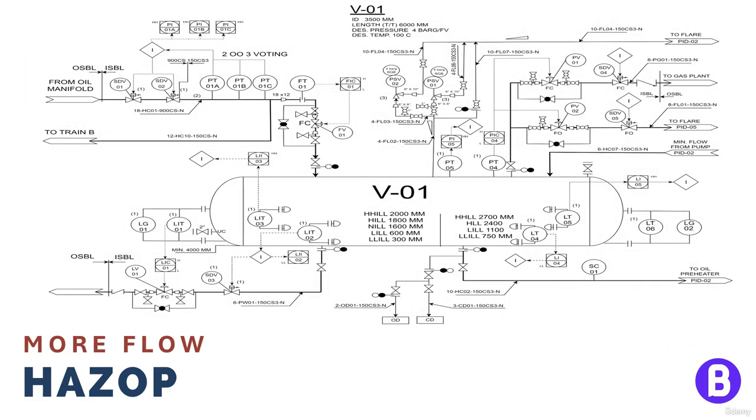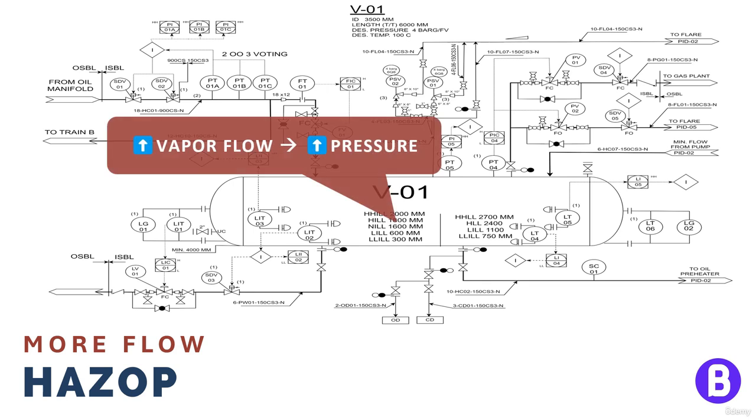The consequences here shall depend on both liquid and vapor rates. If we are talking about more vapor flow rate, then this shall lead to either the rise of pressure inside the vessel, which can eventually lead to a pressure that is greater than the vessel's design pressure. This will eventually lead to an overpressure scenario, or otherwise it can lead to more gas flow either to the flare or to the gas plant.